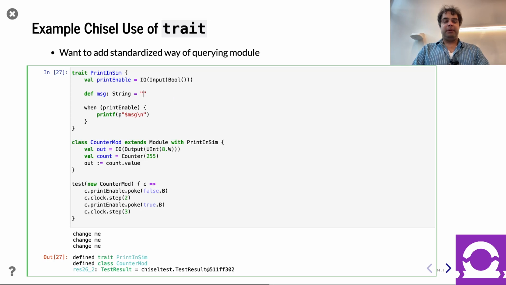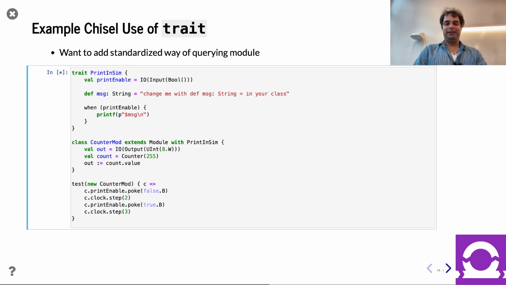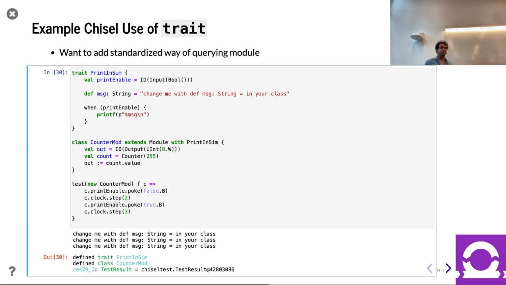Like an empty string, I believe it might just keep printing lines, because we are calling print lines, that's what's providing the new line. But yeah, like I said, picking defaults helps guide users, right? Change me with def message string equals in your class. Then if you're like, why am I not getting the right printf from your debugging tool? It's like, oh, look, you should have changed that, right? So, like I said, think of ways to make it clear what's going on. Cool.